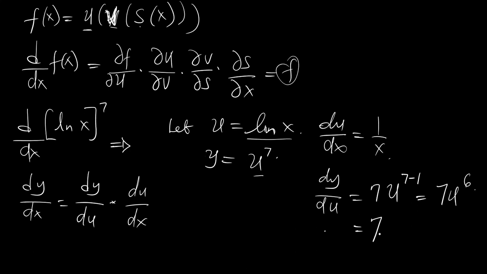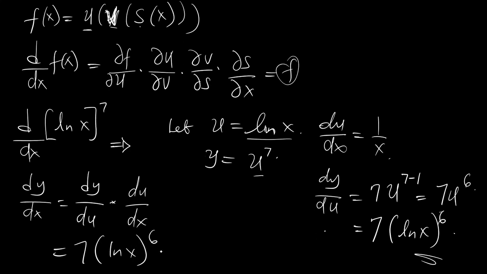So now we have 7 bracket ln x raised to power 6. Now substitute it in here: the derivative of y with respect to u, which is 7 bracket ln x raised to power 6, times 1 all over x. So the answer will be 7 into ln x raised to power 6 all over x. So that is the final answer.